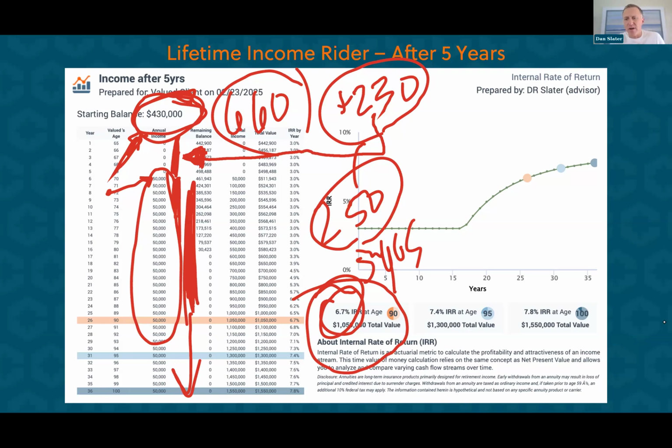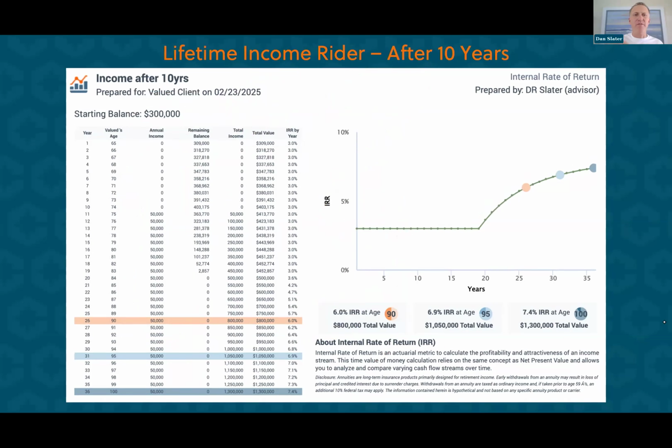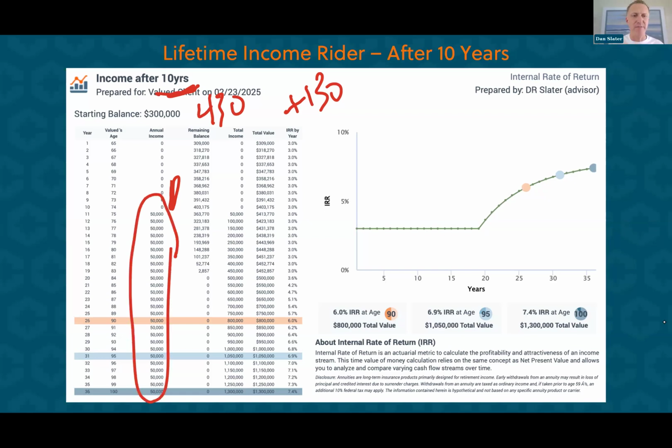So how does that logic work if we look a little further? What if we actually waited 10 years? Remember, this was now 430,000, right? Now I'm only saving 130,000 for waiting 5 more years. Before I saved 230,000 for the first 5. I only save 130,000 for the next 5. So again, the client still has the predictable income, 50 grand a year, starting in year 10 now. I only have to put 300,000 into the annuity, but you'll see my IRR starts to go down.